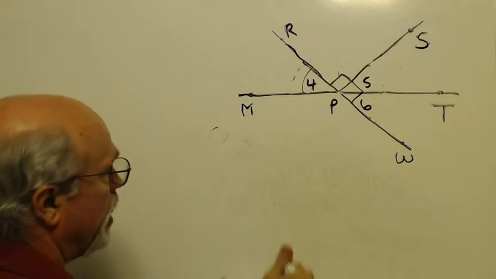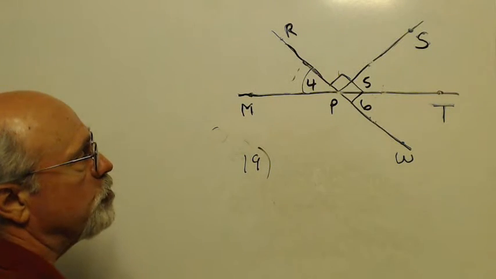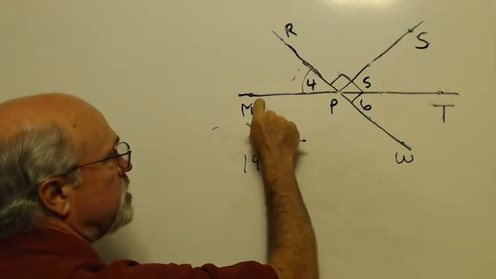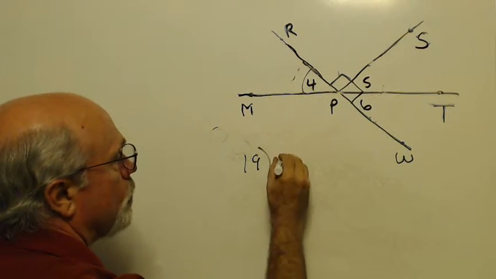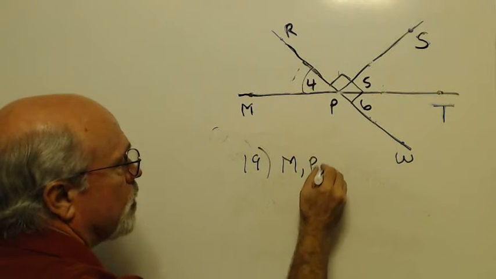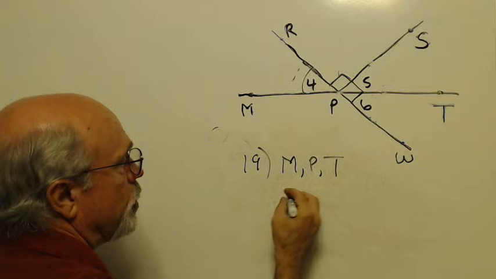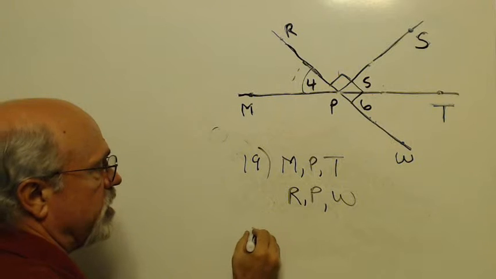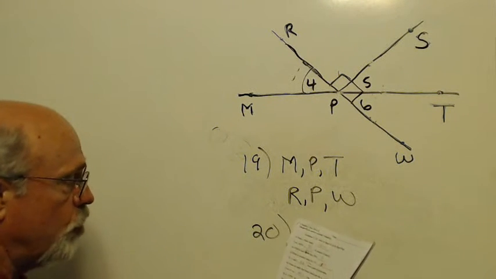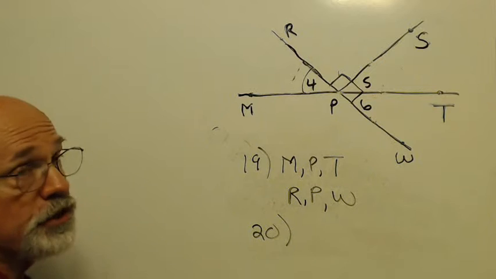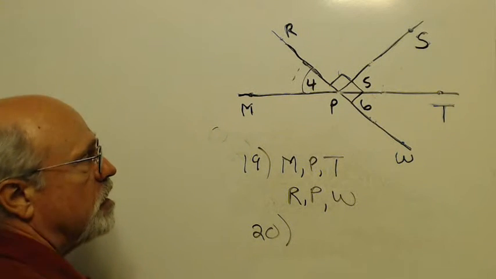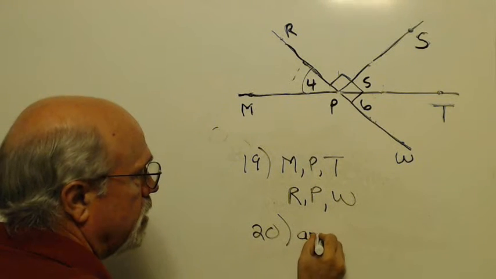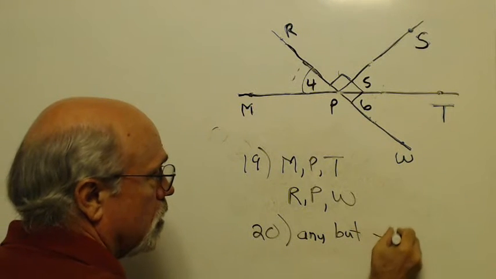Okay, they want us on number 19 to name 3 collinear points. Collinear, co-line, same line. So points M, P, and T are collinear because they are on the same line. Another set of 3 that are collinear are R, P, and W. So that's your answer for number 19, either one of those 2. Number 20 wants 3 non-collinear points, meaning 3 points that don't lie on the same line. And there's a lot of answers. It's anything except what you wrote down in 19.